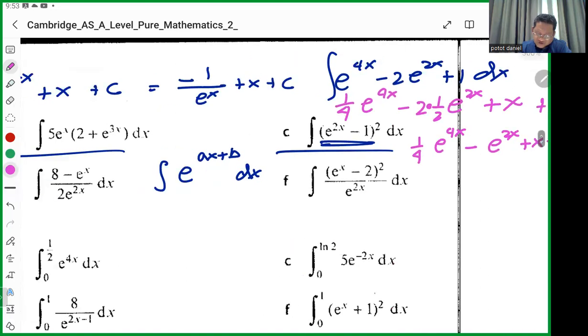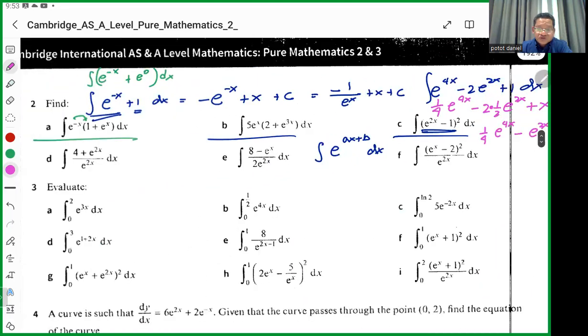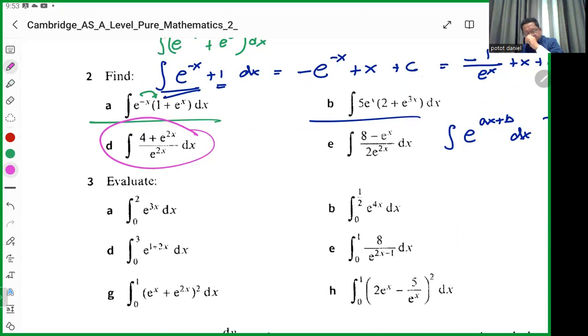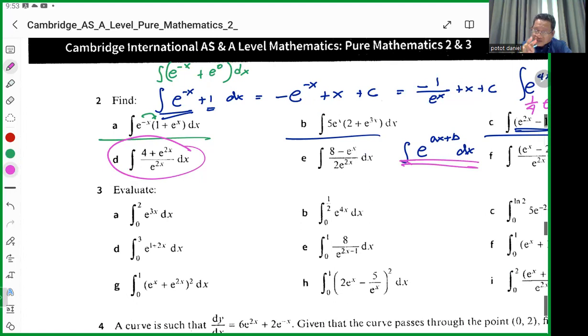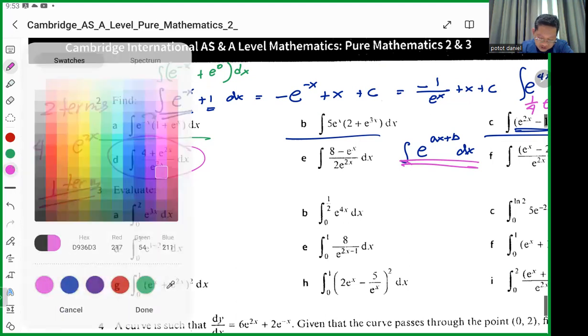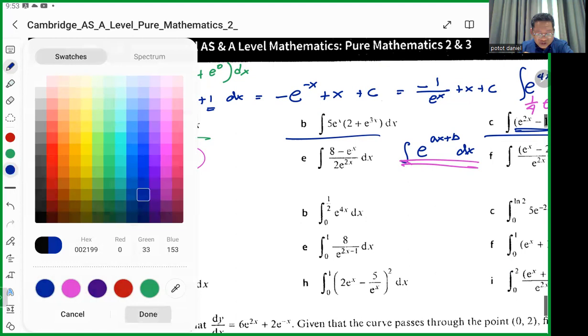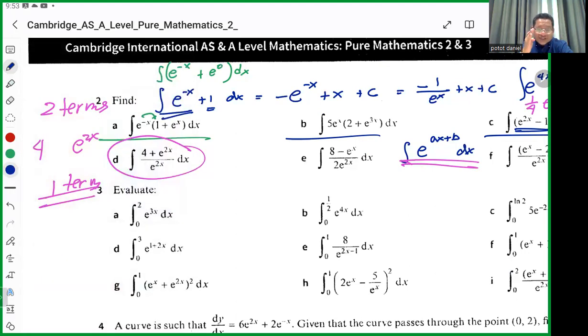Now, what if we have, for example, this kind of quotient question? Again, in this quotient question, our formula is just so simple, only this, no quotient. So what shall we do? You need to look at the numerator. The numerator has two terms: you have the 4, and then you have 2e to the 2x. There are two terms on top and one term at the bottom. If that is the case, divide first each term of the numerator by the denominator.